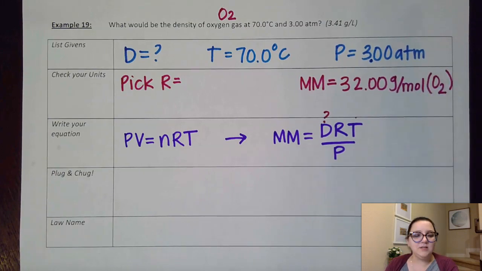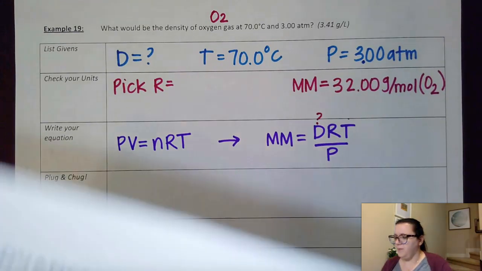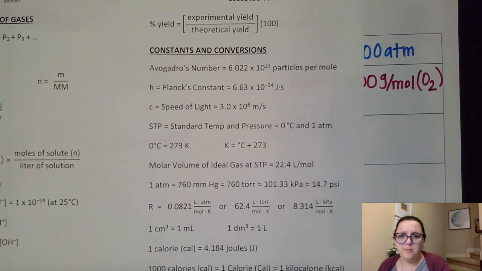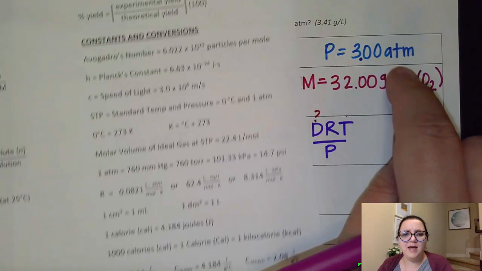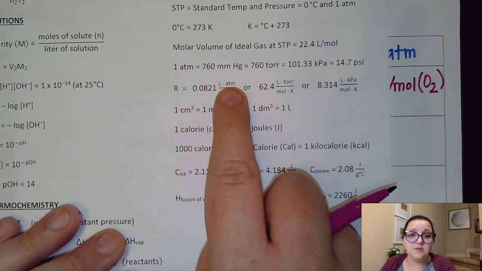Okay, but I still need to pick an R, so let's talk about that. Let me bring up my R values here. Now again, I want to pick one that matches up with my pressure. My pressure was in atmospheres, and so if I look on here, the one that has atmospheres is that 0.0821.